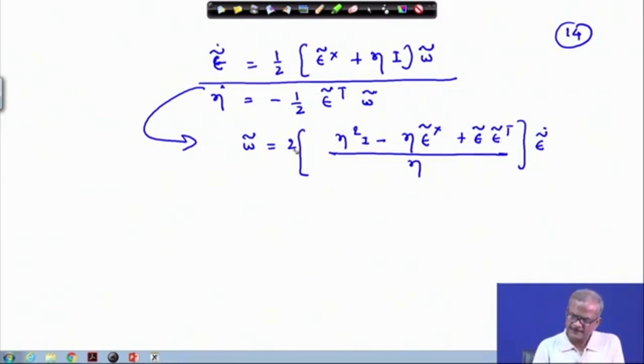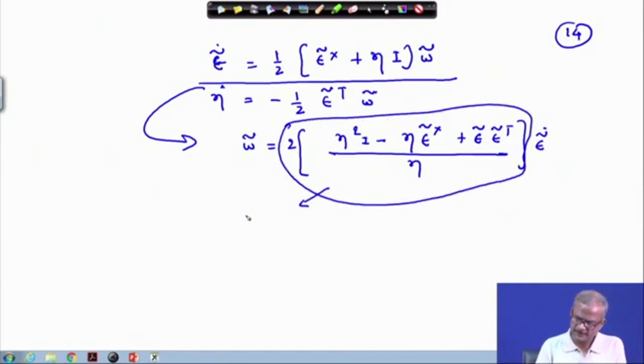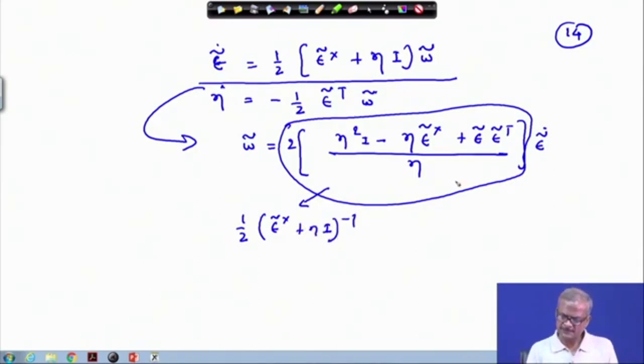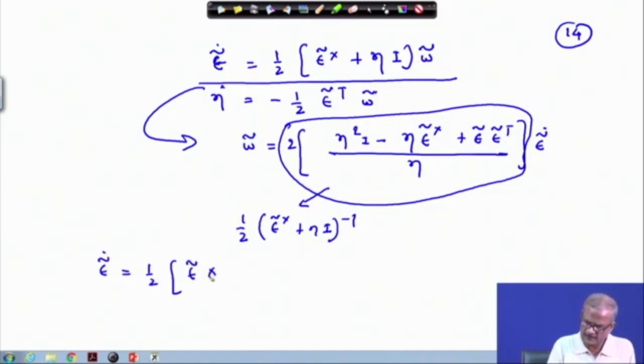So, the quantity which is appearing here, this quantity, this is nothing but the inverse of 1 by 2 times epsilon tilde cross plus eta times I. So, if we take the product of this, that must get reduced to an identity form. That means that suppose we write it like this, epsilon tilde dot equal to 1 by 2 epsilon tilde cross plus eta I times omega tilde. So, omega tilde, just replace from this place.